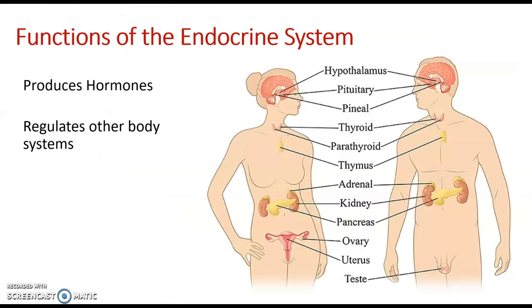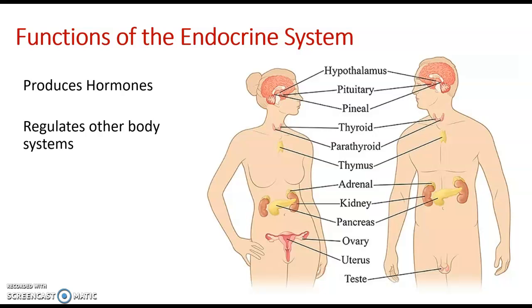So the functions of the endocrine system are largely to produce hormones. And hormones are like chemical messengers that, once they're released in the bloodstream, affect very specific cells to tell them what to do. And the purpose of these hormones is largely to regulate our other body systems.